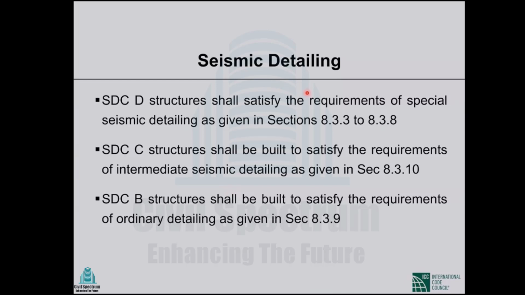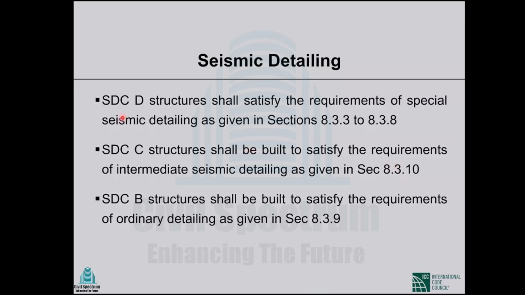In chapter 8, there are provisions for ordinary detailing, not seismic detailing. For ordinary detailing, there are provisions in 8.1 and 8.2, related to hooks and other things, that are applicable for all types of loading. For earthquake loading, seismic cases, sections 8.3.3 to 8.3.10 are related to seismic detailing.